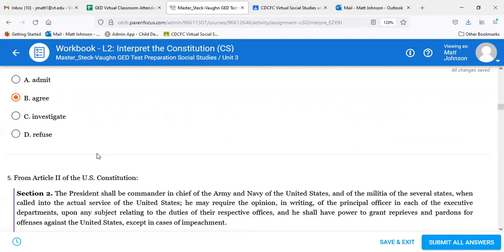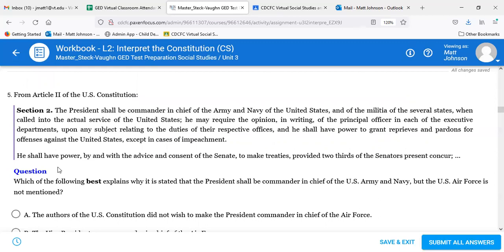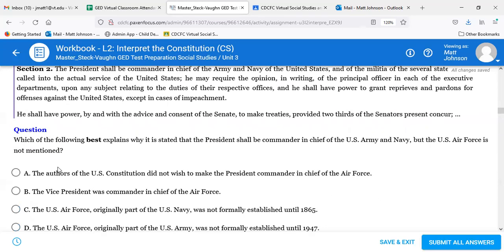And number 5, let's see here. This is Article 2, same one. Christiana, do you want to take number 5?